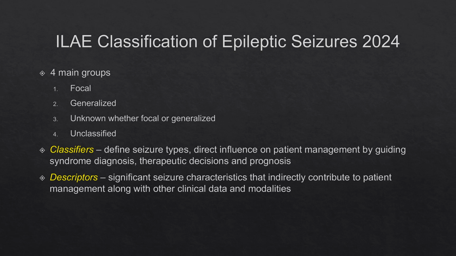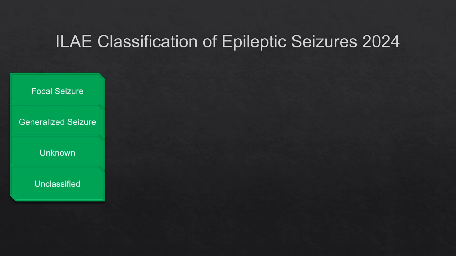What are the descriptors? The significant seizure characteristics that indirectly contribute to patient management along with other clinical data and modalities. So basically we'll remember the four types: focal seizures, generalized seizures, unknown whether focal or generalized, or we can call it just unknown, and fourth is unclassified. So these are the four types: focal, generalized, unknown, and unclassified. So what is focal?